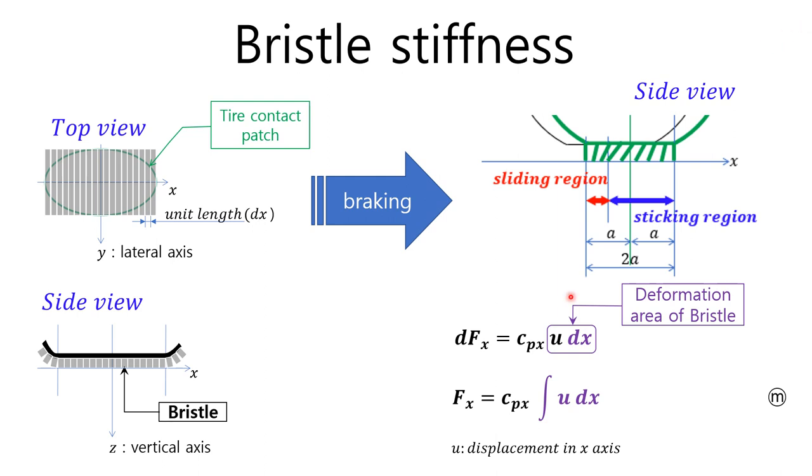The infinitesimal force dFx generated by the deformation area u dx of the bristle for a unit length in the longitudinal x-axis can be expressed using the proportional constant cpx, called the bristle stiffness.